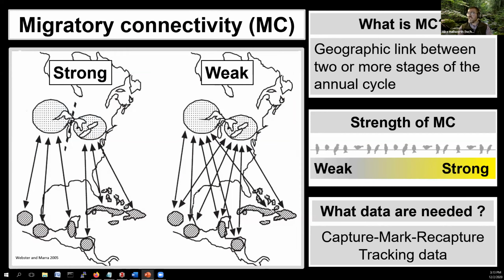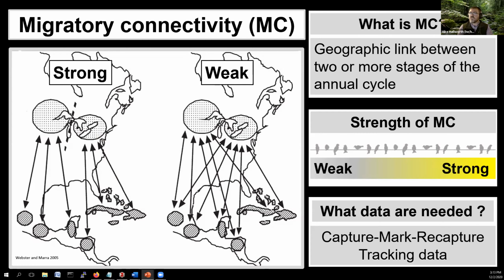In case you weren't there, migratory connectivity is a geographic link between two or more phases of the annual cycle, and it can range from weak connectivity, where populations are mixing throughout the annual cycle, to strong connectivity, where you have discrete populations wintering together. The data you need are either mark-recapture data, tracking data, or isotopes, somewhere we can get geographic information about those individuals.